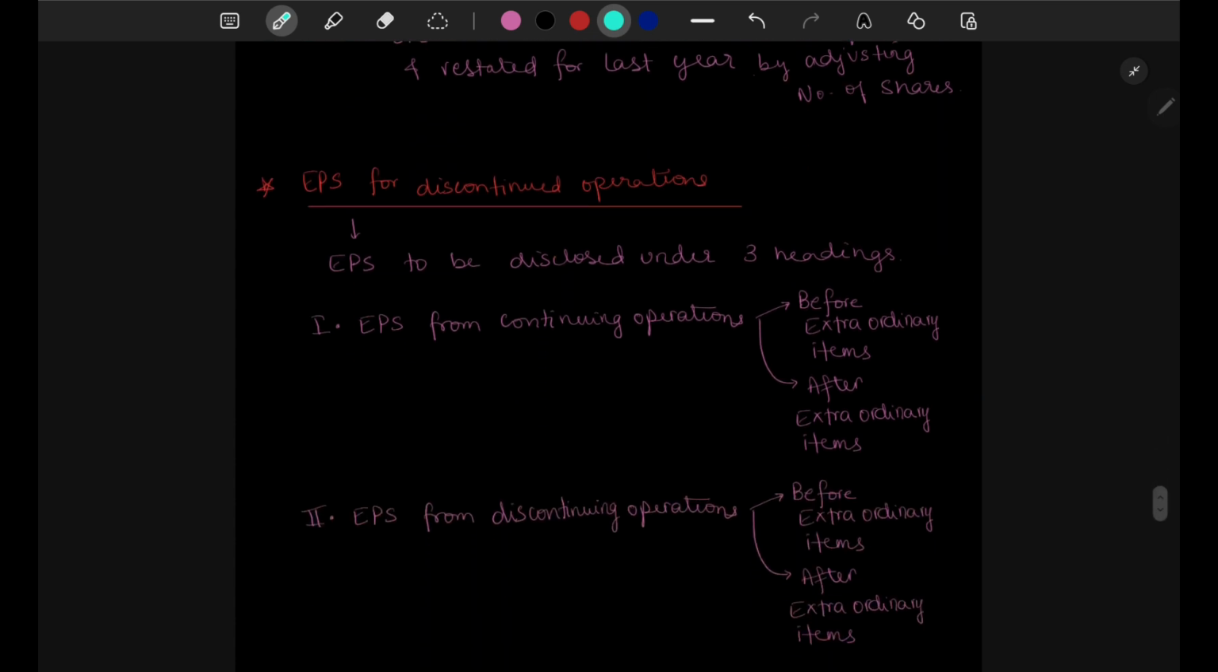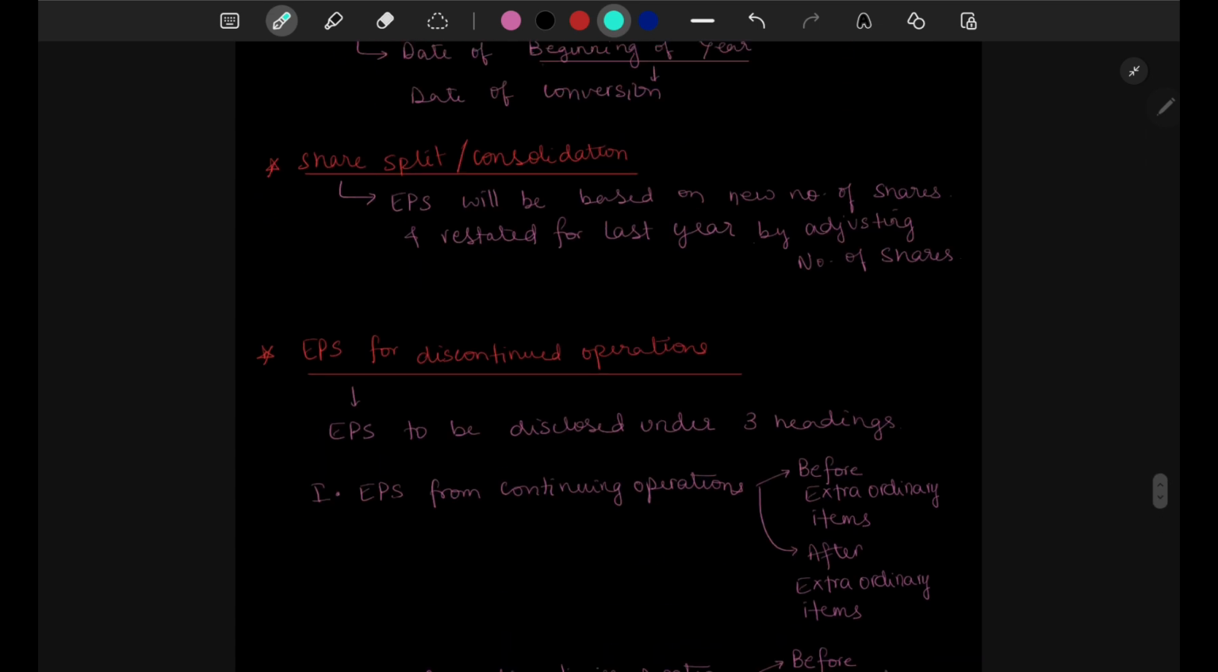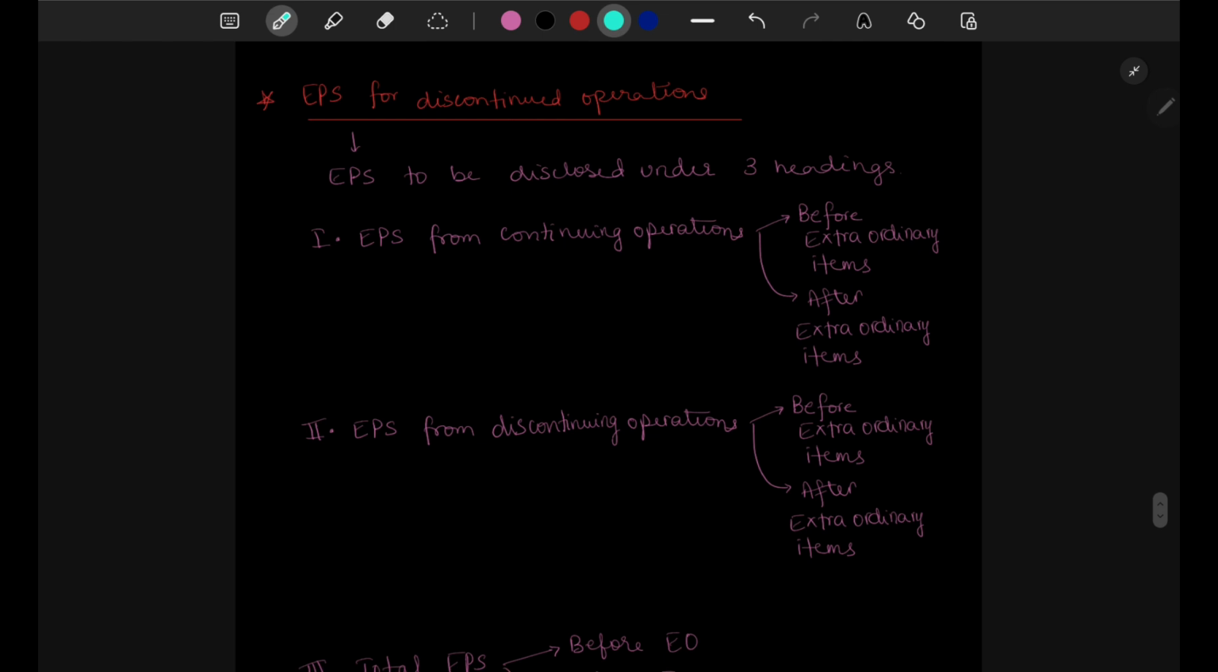Basically what you have to keep in mind is that EPS is always shown on the new number of shares, and you'll have to restate the previous year's earnings per share also. Okay, next, earnings per share for discontinued operations.